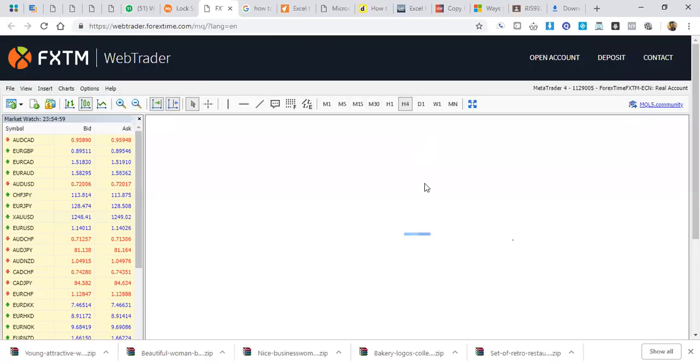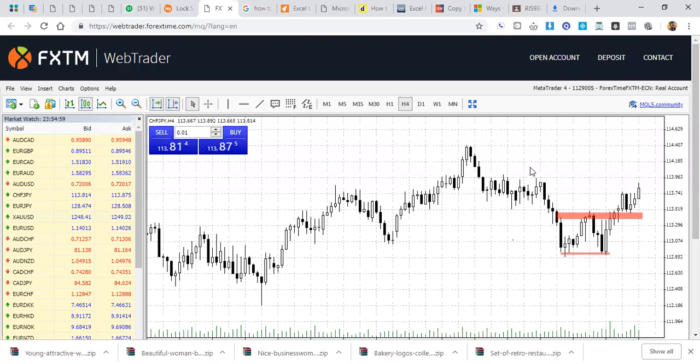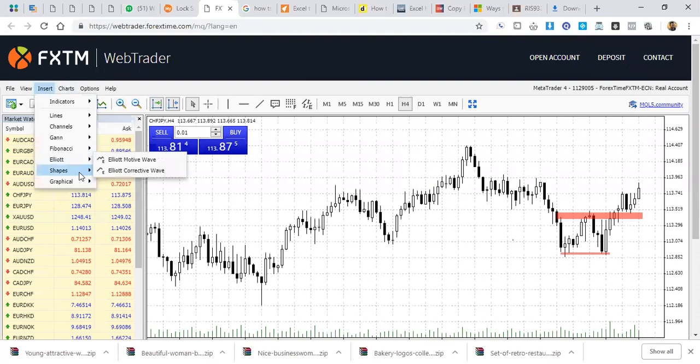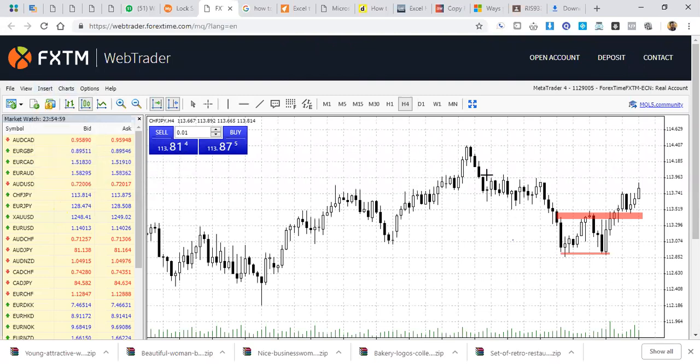Maintenance connection is being done, so I hope you guys can hear me. So what are we looking at? Of course, we're about to hit a very resistant zone right here. Right here is a very resistant zone.